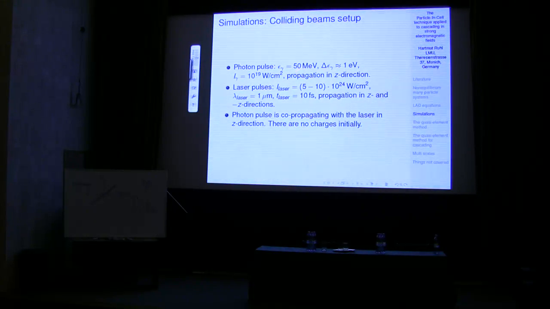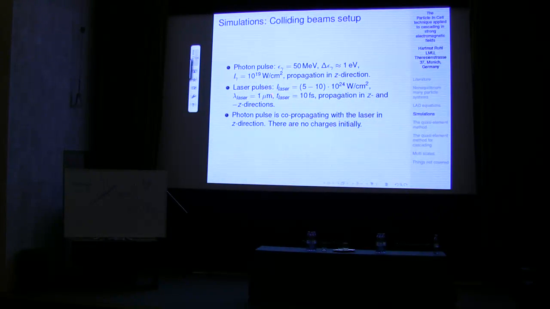I have a photon pulse that has 50 MeV and an energy spread of 1 eV. So it's a very sharp photon energy. It's a Gaussian pulse. The intensity is 10 to the 90 watts per square centimeter. It propagates in the positive C direction, and it starts, let's say, from the lower end of the simulation box, as you will see in a second.